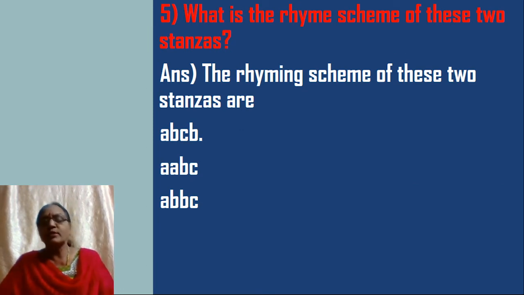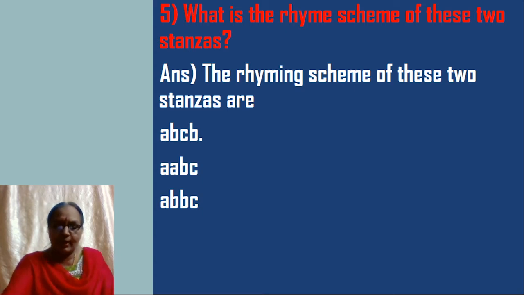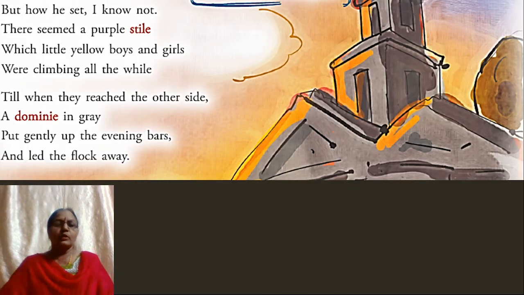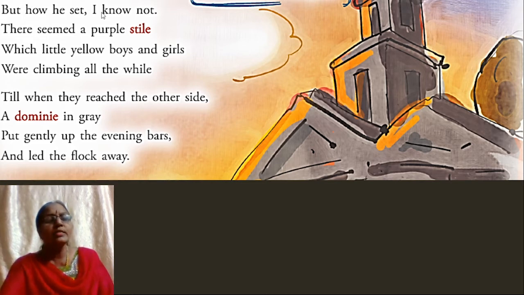Now, next one. What is the rhyme scheme of these two stanzas? Let's go back, children. But how he set I know not: we give it as A. There seemed a purple stile: we give it as B. Which little yellow boys and girls were climbing all the while. Girls will be C. Then again, while, since it rhymes with stile, we give that as B. So the rhyming scheme is A, B, C, B.